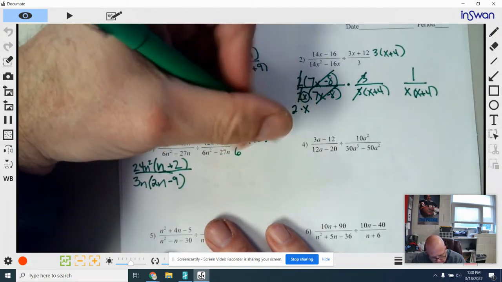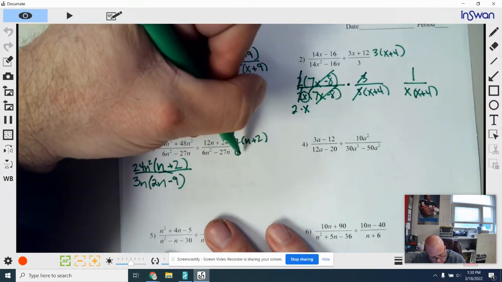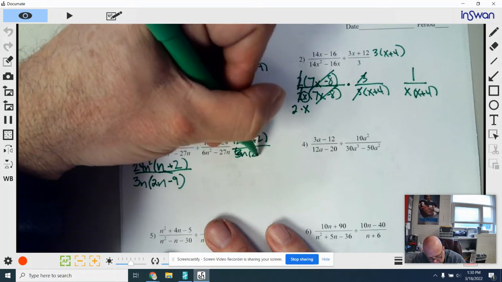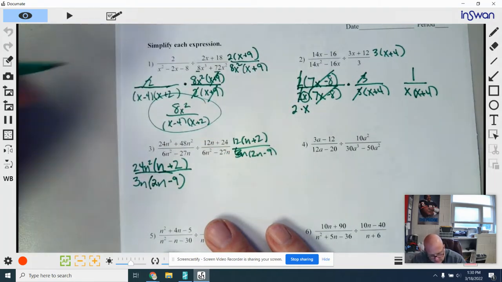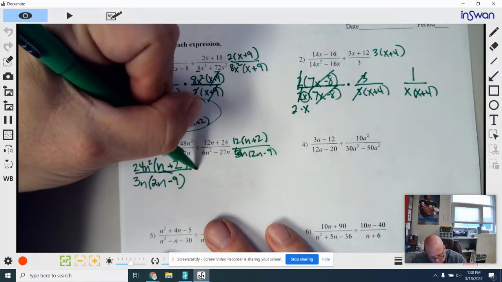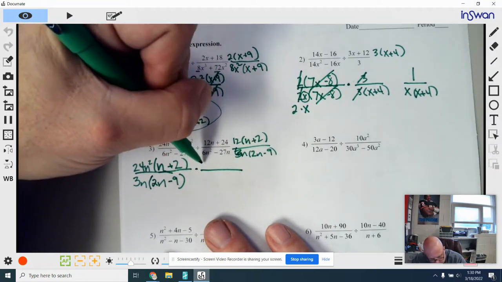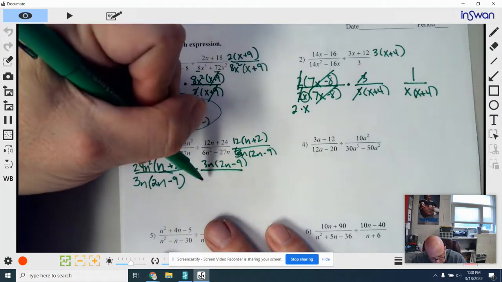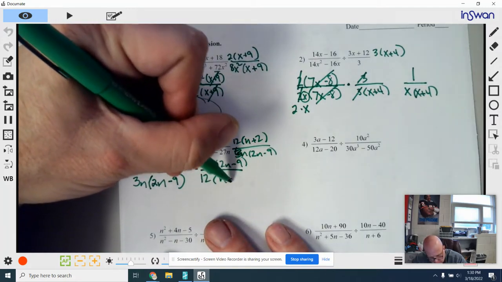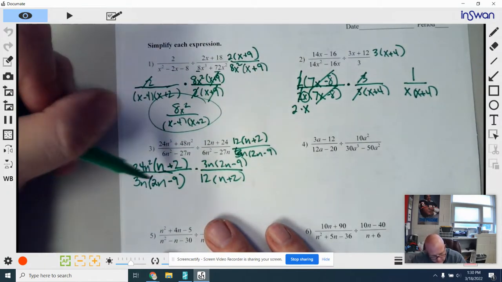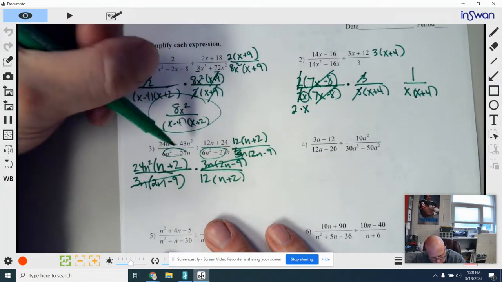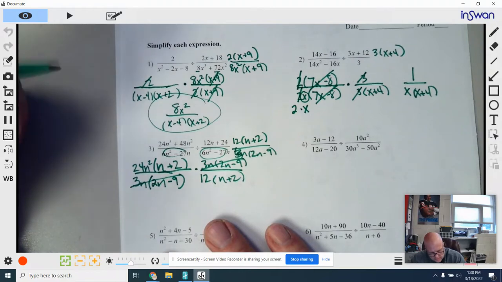So you might have even said, well, I realize I'm going to flip that. I could just mark those two off. But I know that's going to factor out to the same thing that I just had. Okay, so I keep, change, flip. So 3n, 2n minus 9, and then 12 over n plus 2. So these two are exactly the same because those were exactly the same, but they're not flipped now.